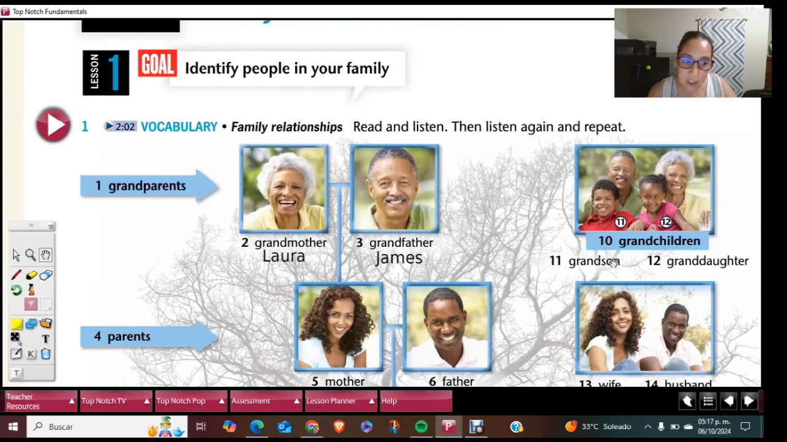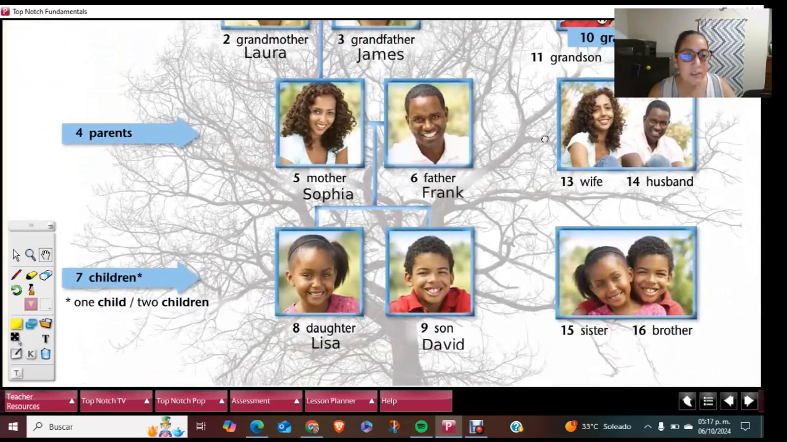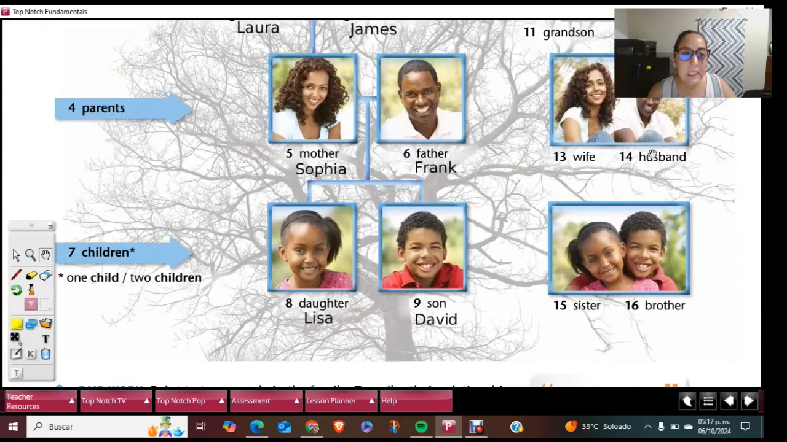Grandchildren, grandson, granddaughter, wife, husband, sister, and brother. Let's see their relationship.